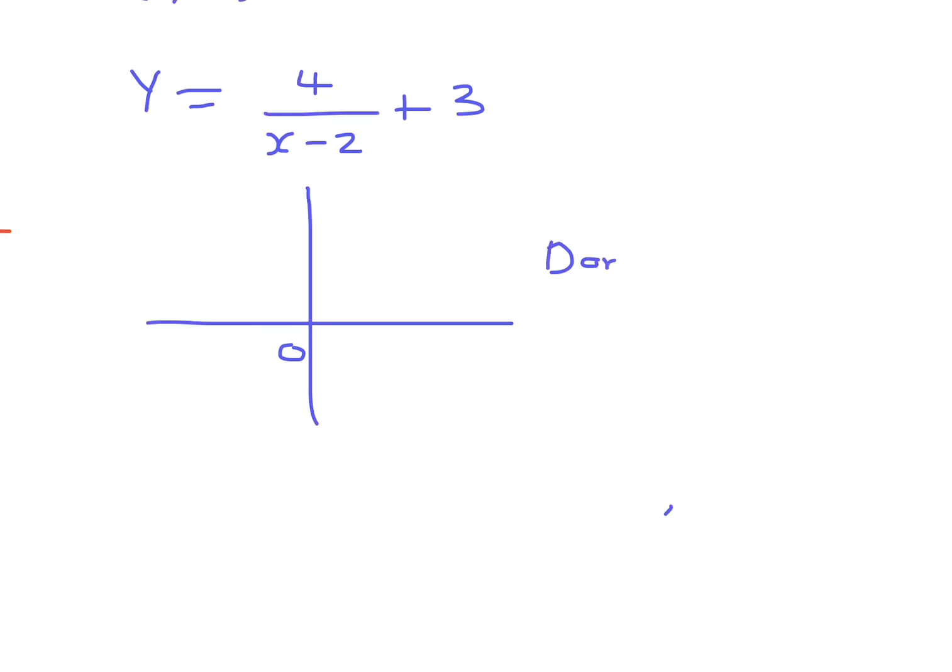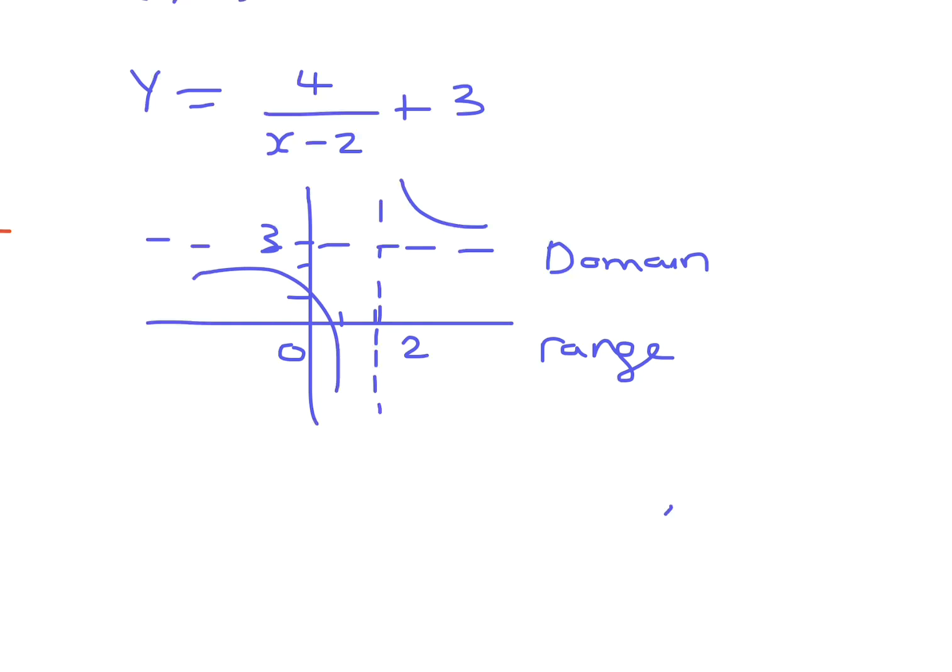So finally, let's look at one more graph. Let's look at y equals 4 on x minus 2, plus 3. We're going to find the domain and the range of this. Let's sketch it first. You go to the right 2, and then you go up to 3, and it's a positive hyperbola, so it's there and there. That's your basic sketch.